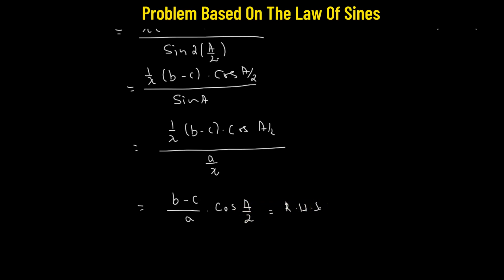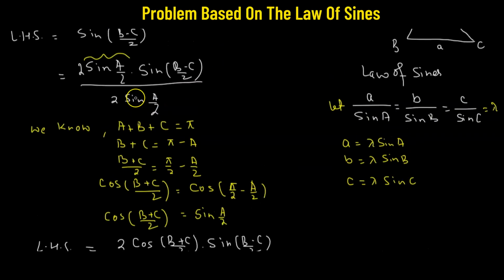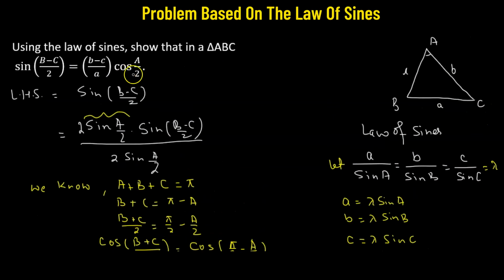Now, if you start from the right hand side, all you have to do is start with (b minus c) over a times cosine of A over 2. Here, you can replace the values of b, c and a with their respective values, and if you go in this path, you are going to reach the left hand side. So either way, it is going to give you the correct result.